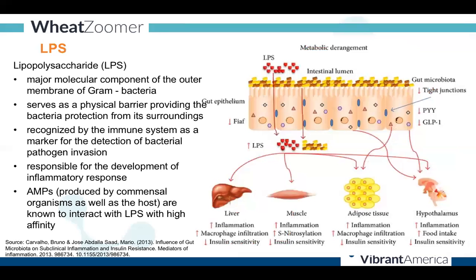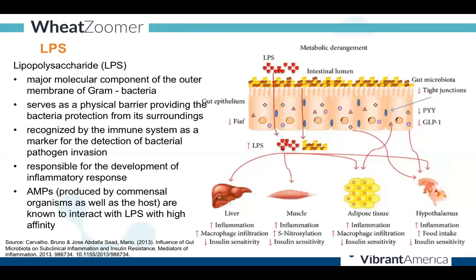Next on the intestinal permeability panel, you'll find LPS, or lipopolysaccharide. In the last module, we learned that this is a common endotoxin and is produced only by gram-negative bacteria. Its role on the cell membrane of those bacteria that carry it is to act as a barrier to their surroundings. So essentially, it's a sort of protective coat that they wear, if you want to think of it that way. It is recognized by the immune system as a marker for detection of bacterial pathogen invasion.